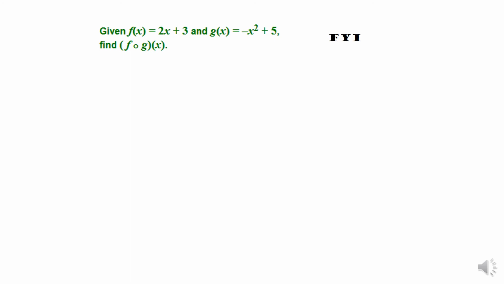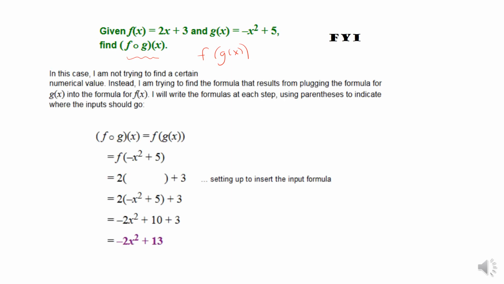Okay, so this is just an FYI. It's showing you another way that they write it. So this is just like saying the f of g of x. Okay, and so now we're going to show you how to do this. You have to be very careful. The f of g of x means I'm going to take this and plug it in for that x. So first thing I do is I put a blank for myself, and then I write the equation in there. Then I distribute, and I get this, and then I simplify. So you're just inserting the input formula.